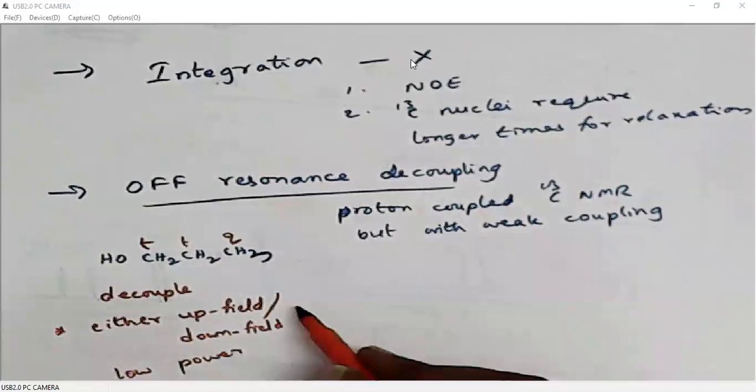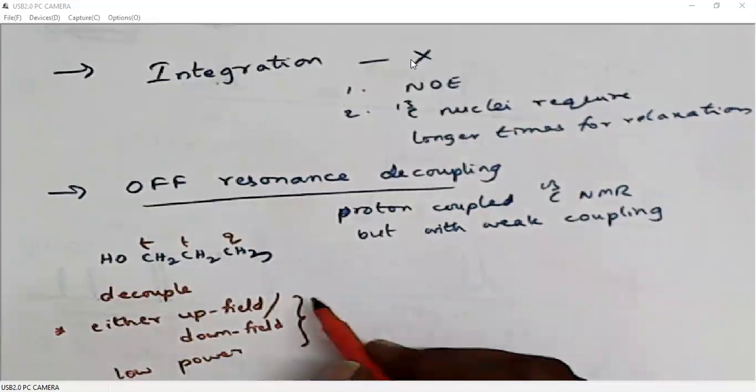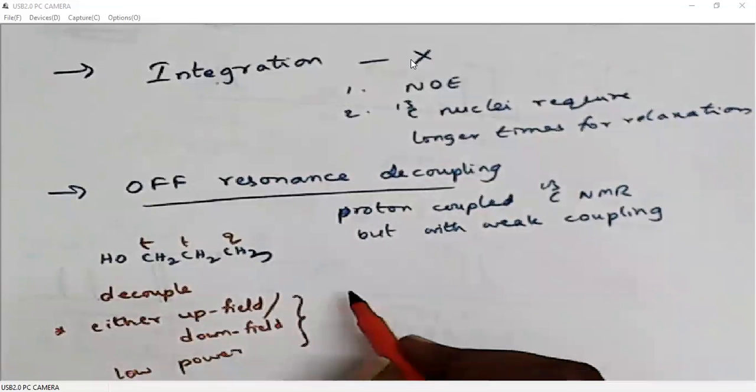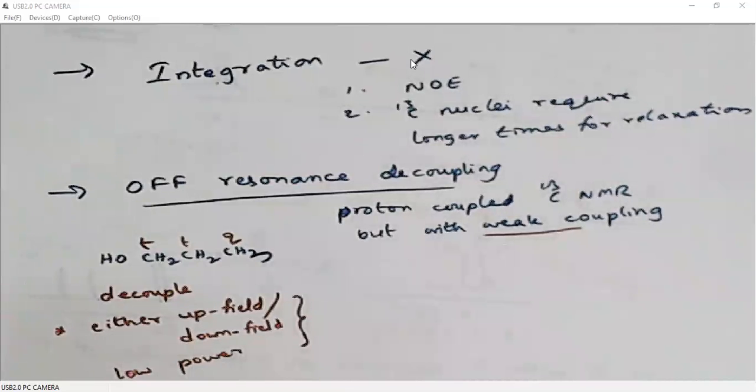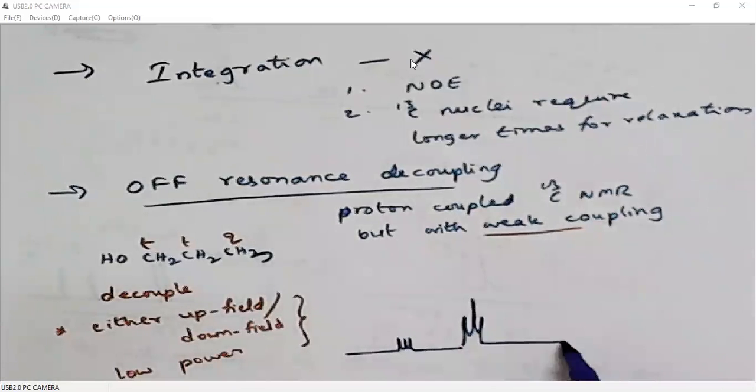Due to this, what will happen? It will not eliminate the coupling. It will keep the coupling, but the coupling will be very, very weak. If the coupling is stronger, we observe multiplets which may mix with neighboring signals. But when we have weak coupling, the individual peaks are very clear. So in this case, the two triplets, another triplet, and a quartet.